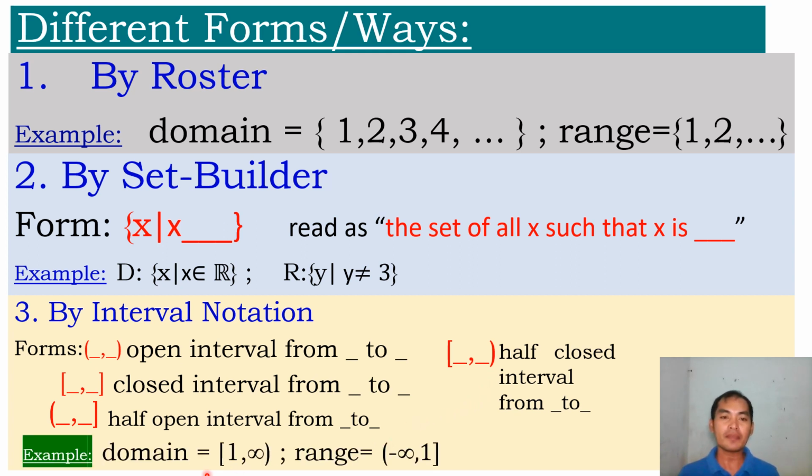Example, the domain is a half closed interval from 1 to positive infinity. The range is half open interval from negative infinity to 1.